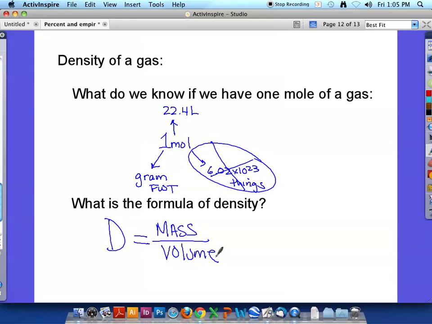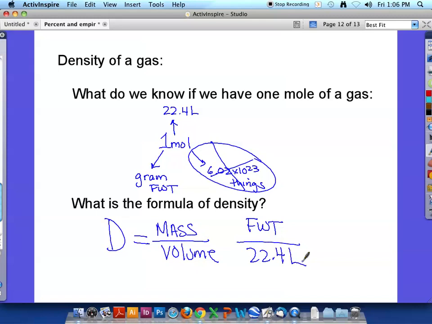Go back to my previous question. If we have 1 mole of a gas, what's the mass? It is the formula weight. If we have 1 mole of a gas, what's the volume? So you can take any gas, as simple as hydrogen gas, helium, nitrogen gas, anything, and do this calculation.